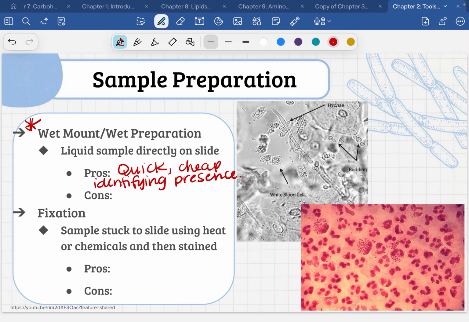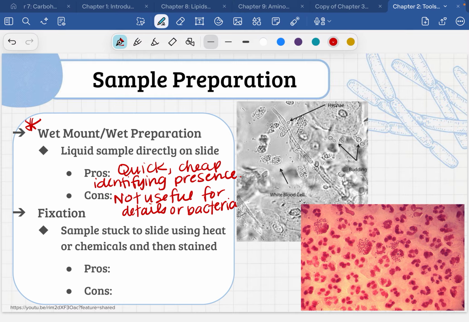But if I get a sample of somebody's cerebral spinal fluid and I put a drop of it on a slide and I look under a microscope and there's stuff in it, then I know that there's a problem already. So it's really, really good for identifying the presence of material. Is there a problem here or not? Okay. What it is not very good at, it is not useful for details or bacteria.